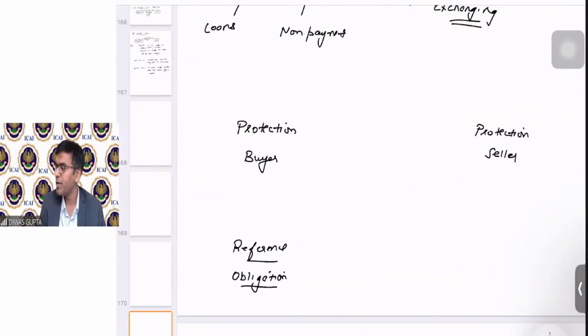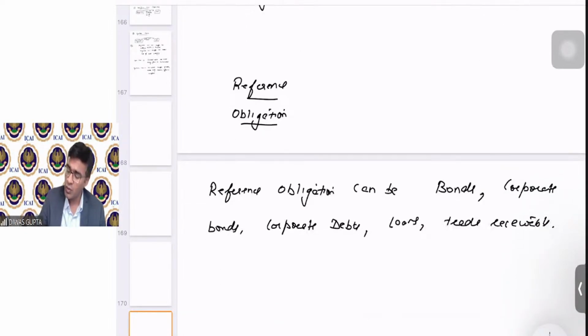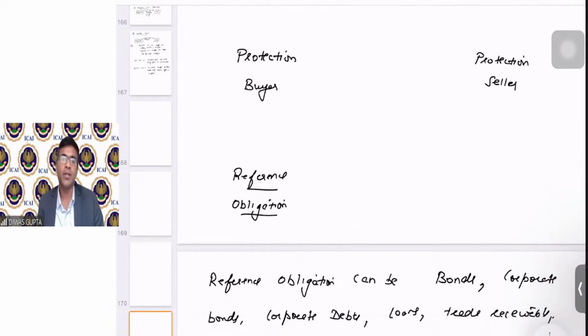Partial derecognition from book in a synthetic CDO. Yes, Mancha, there is a partial derecognition, not 100%. So the reference obligation can be bonds, corporate debts, loans, trade receivables. Even in CDOs, we have studied about the mortgage loans, right? Correct, students? These are all the things we have discussed. So first of all, there has to be a reference obligation. Now that reference obligation, this protection buyer is actually exposed to the credit risk.